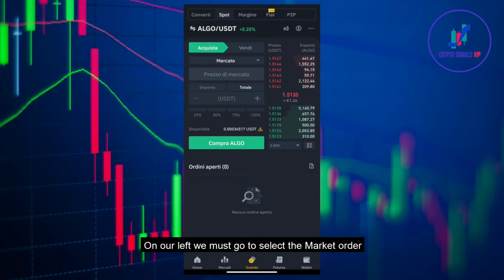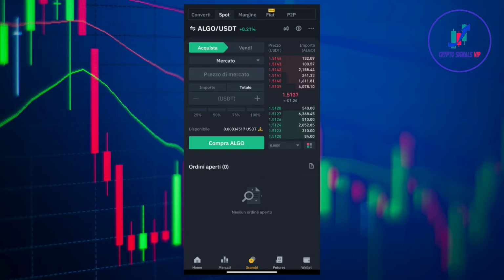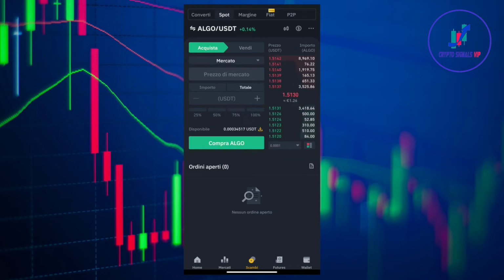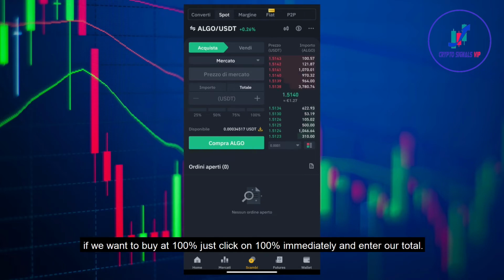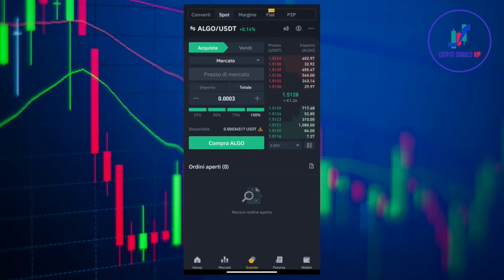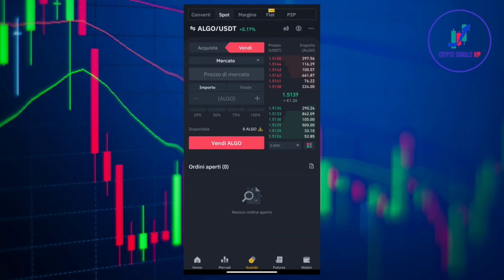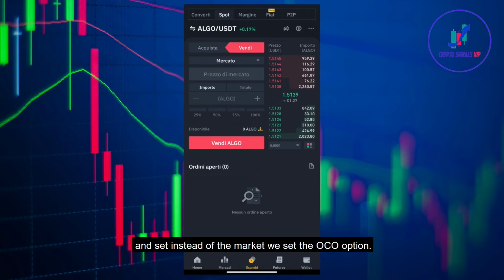On our left, we must select the market order. So we will buy the cryptocurrency directly without any limit. Below, we will enter our purchase amount. If we want to buy with 100%, just click on 100% and enter our total. We buy Algo. After we have bought it, we will go to the sales section and, instead of market, we set the OCO option.